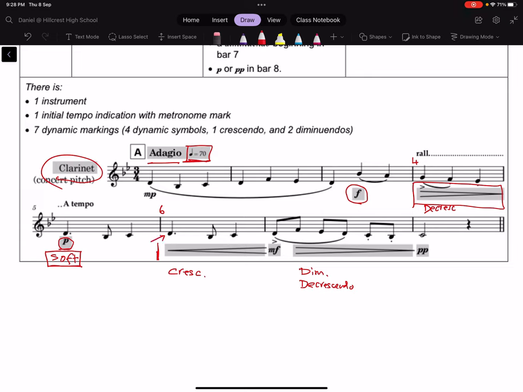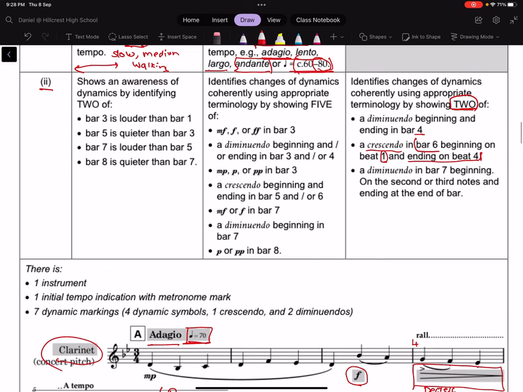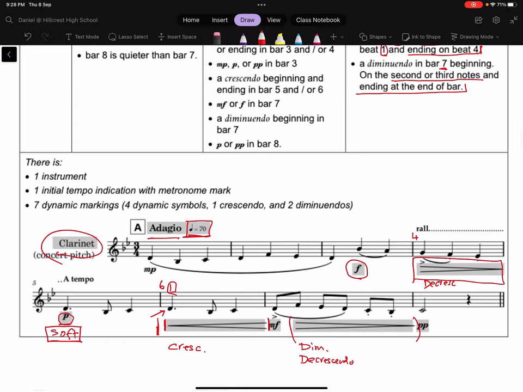So you've actually got to get the right range. So make sure you start on beat one, and it goes right through. And they needed something for the diminuendo to be beginning of bar seven on the second or third note and ending at the end of the bar. So you have to be very accurate with your dynamic levels.